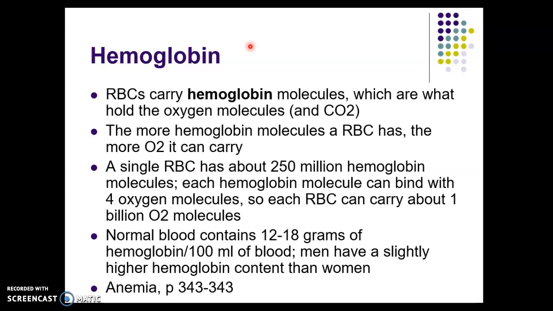Every red blood cell has about 250 million hemoglobin molecules. So if each of those 250 million hemoglobin molecules can bind to 4 oxygen molecules, that means that 1 red blood cell can carry 1 billion oxygen molecules. That's pretty crazy.